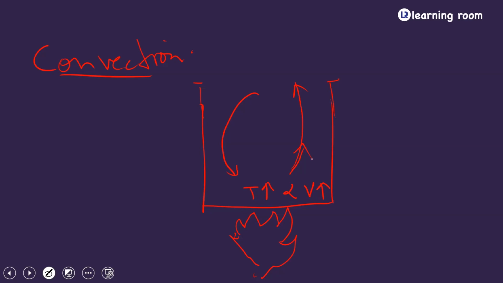So next what will happen? Water from down will go up, water will come down, and then again this water is in contact with the flame. Now this will start heating up. So this process is continuing. Eventually all the water will become a little hot. Understood?